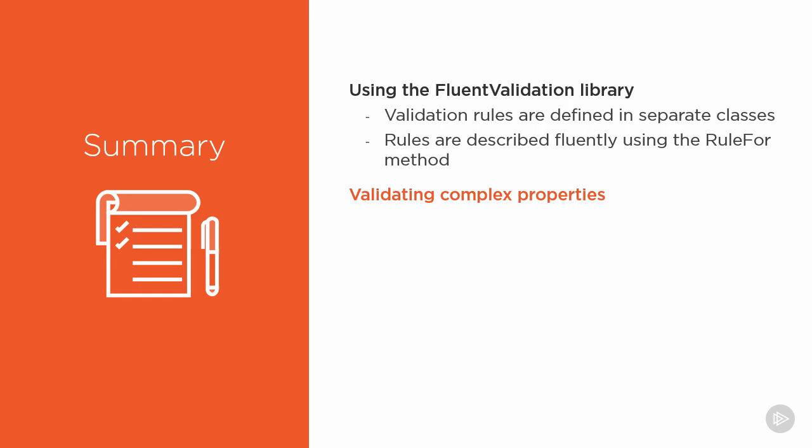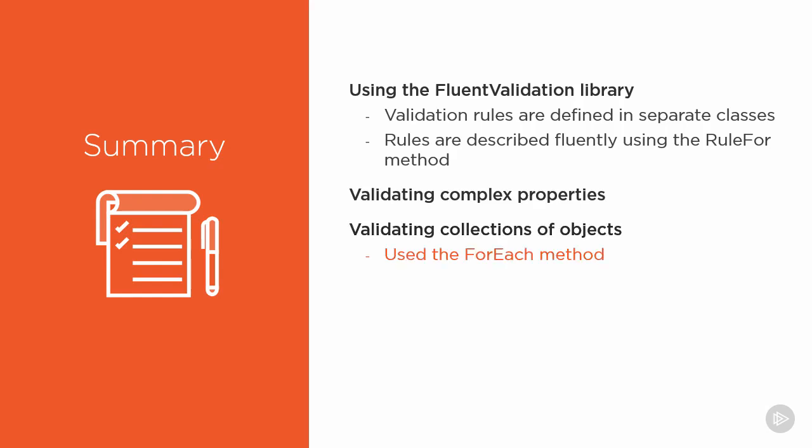We discussed how to validate complex properties, properties that themselves consist of multiple properties. The best way to do so is to introduce a separate validator specifically for that property's type. This will help you to keep the validation code simple and also allow for using that validator between different API endpoints. We used Fluent Validation to validate collections of objects. Similar to the rule-for method, the Fluent Validation library has a for-each method that allows you to define rules for each item in the collection.